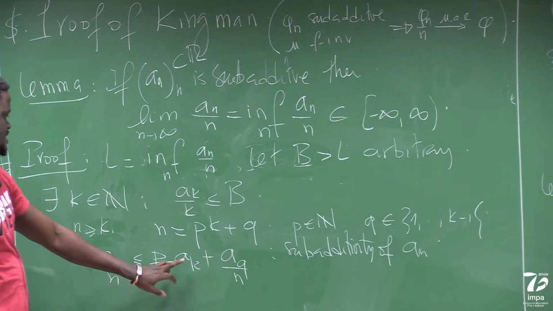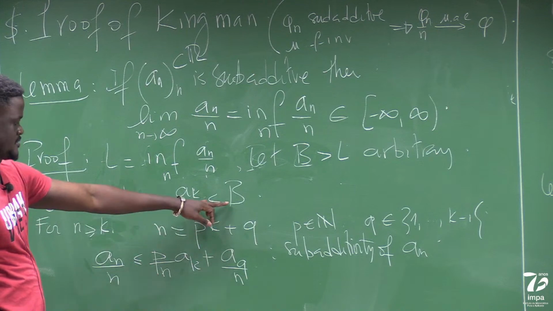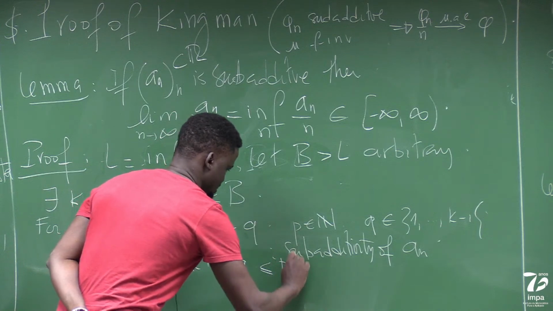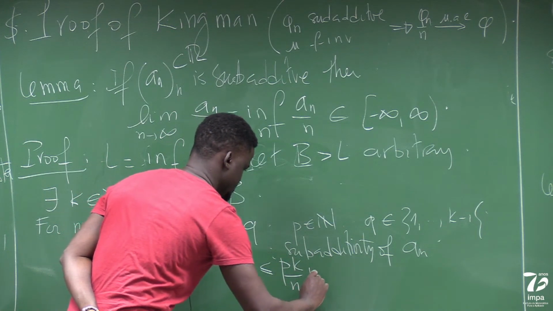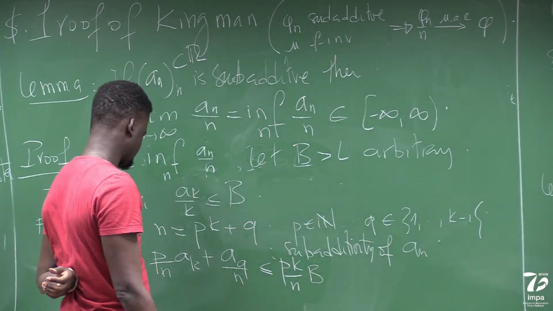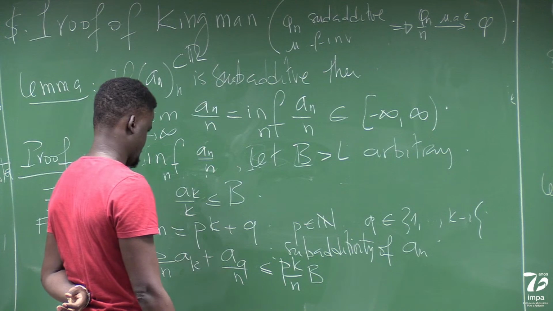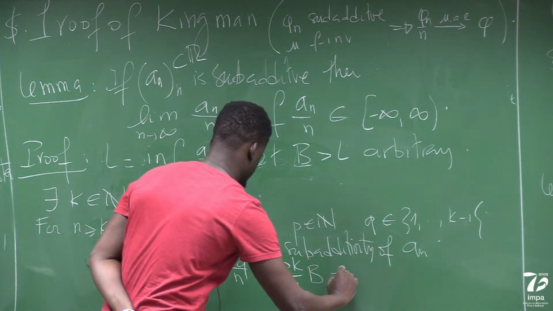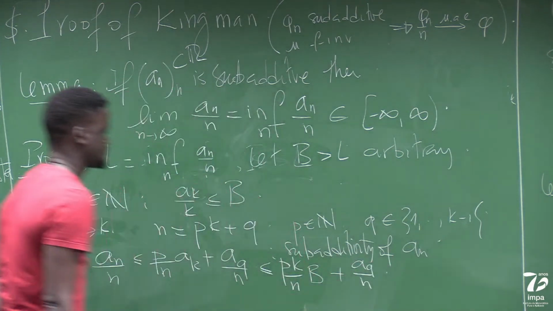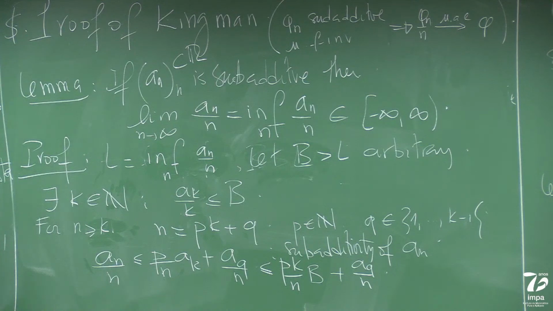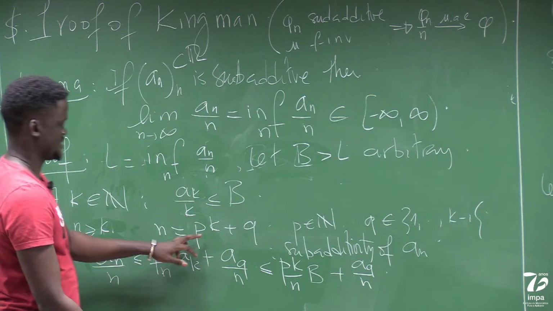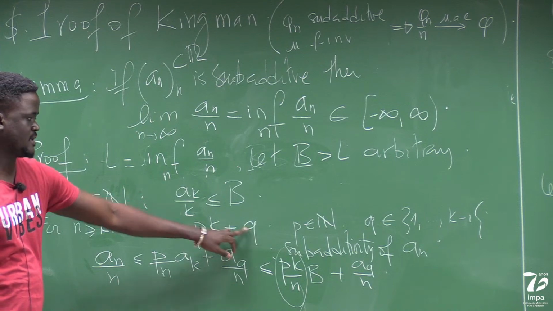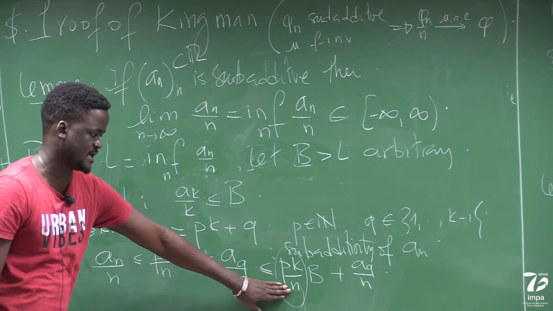Here you can use the fact that AK is less than KB, okay? AK is less than KB, so this is less than PK over N, B plus AQ over N. And see that with this division here, this ratio is going to 1, because this guy is bounded, K is fixed, so this ratio is going to 1 when n goes to infinity.